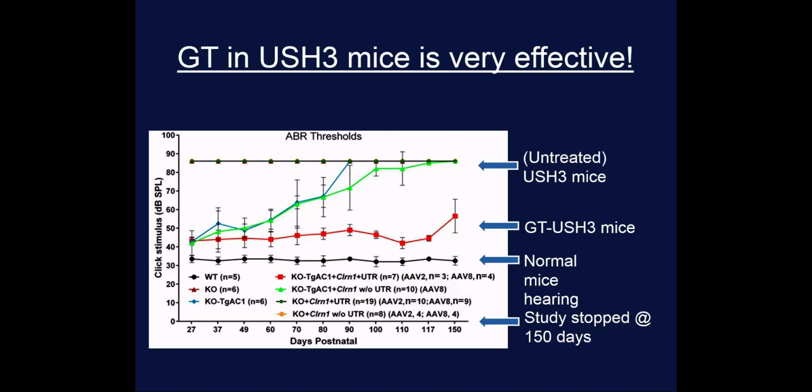The AAV viral gene therapy has prevented the progression of hearing loss compared to the untreated mice, and the hearing sensitivity is stable over a long period of time, as shown here, until 150 days when we stop the study. So what this data shows is that gene therapy with the Clan1 gene is very effective, and when the viral vectors are delivered before the onset of hearing loss, you can see hearing preservation is robust.